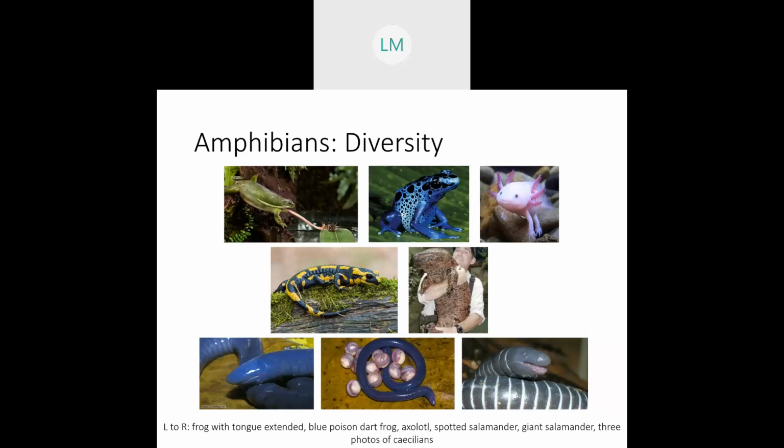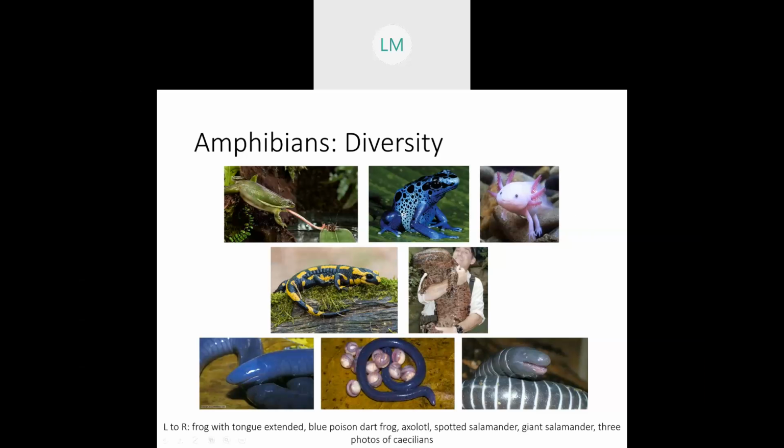So here's some of the diversity that we see in amphibians, things like frogs, salamanders. So we've got a couple of frogs up here. This over here is an axolotl. So it's like a type of salamander that kind of retains some juvenile characteristics into adulthood, like these external gills here. We've got a spotted salamander down here and a giant salamander. There's just a couple of those species.